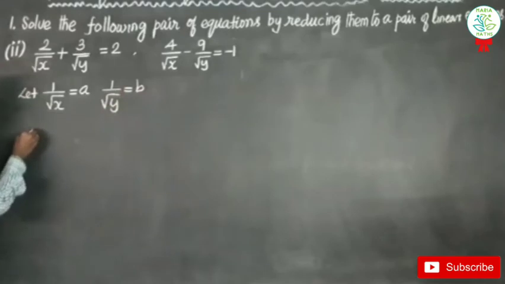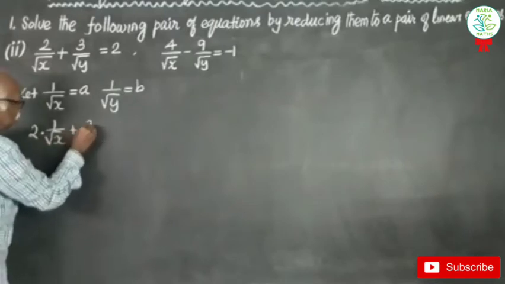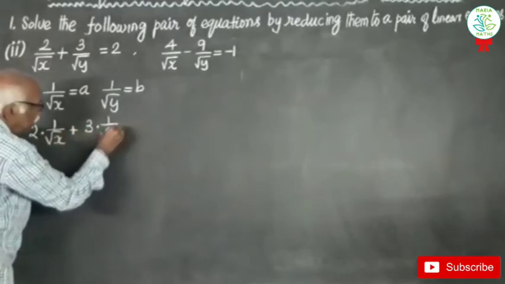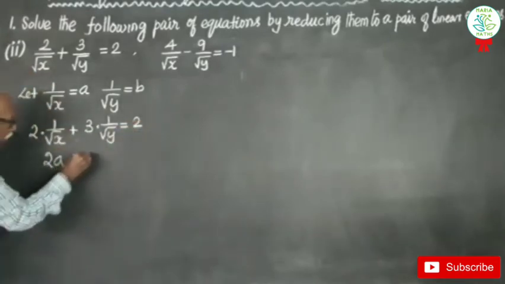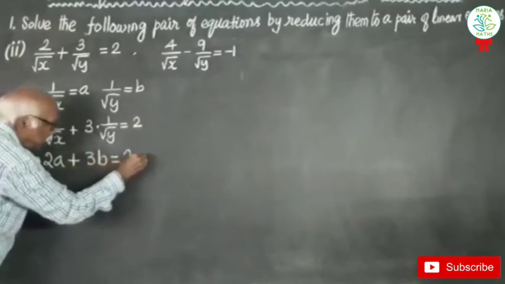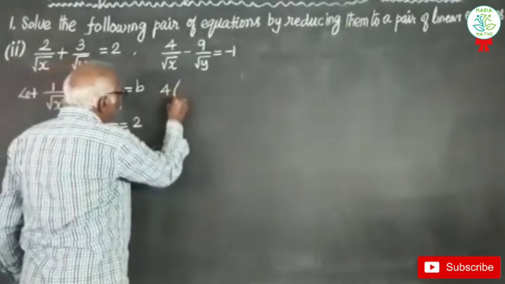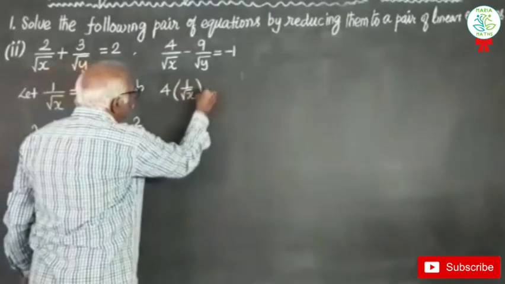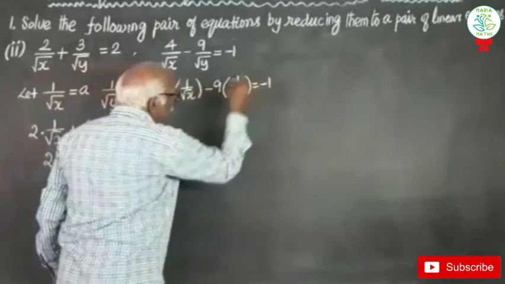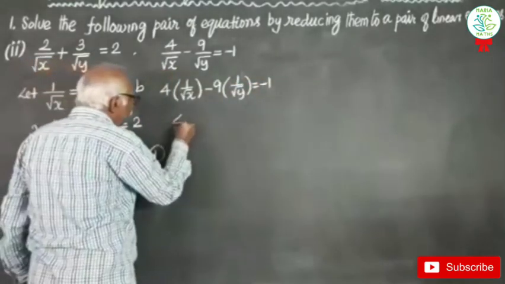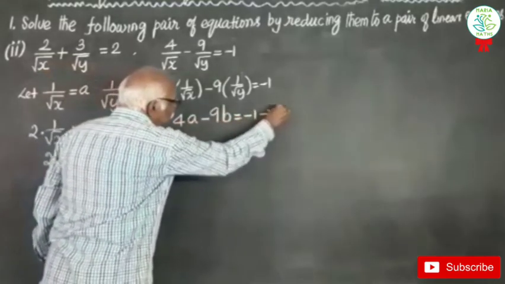Now, first equation: 2 into 1 by root x plus 3 into 1 by root y equal to 2. Now, 1 by root x is a, so 2a plus 3b equal to 2, equation number 1. And this will become 4 into 1 by root x minus 9 into 1 by root y is equal to minus 1, so 4a minus 9b equal to minus 1, equation number 2.